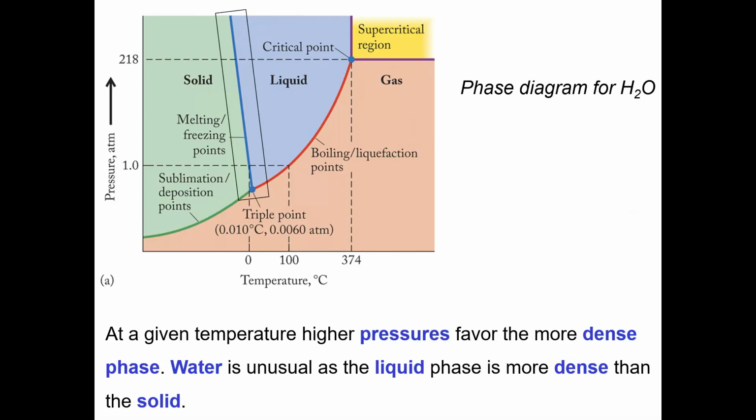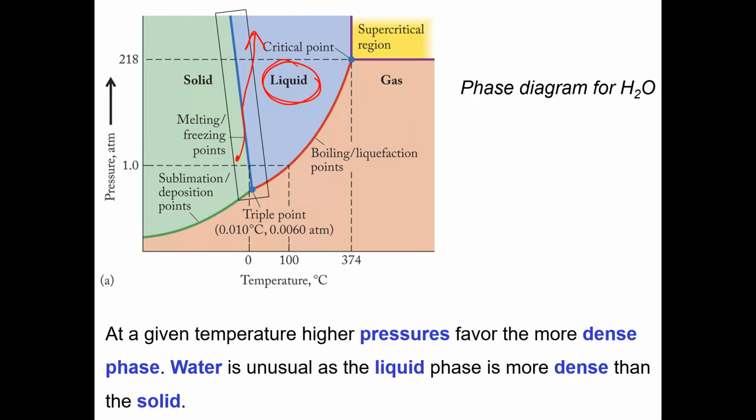Well, let's think about this. Let's pick a particular temperature in the solid area, and then we're going to raise the pressure. That line was meant to be vertical, but I'm not a great artist. And what happens when we raise the pressure? We end up in the more dense phase, which for water is the liquid, because we know that ice is less dense than liquid water. So this diagram is confirming that liquid water is more dense than solid water for H2O.